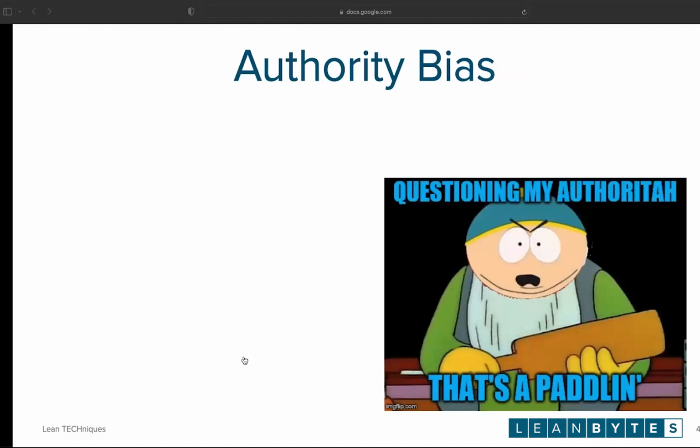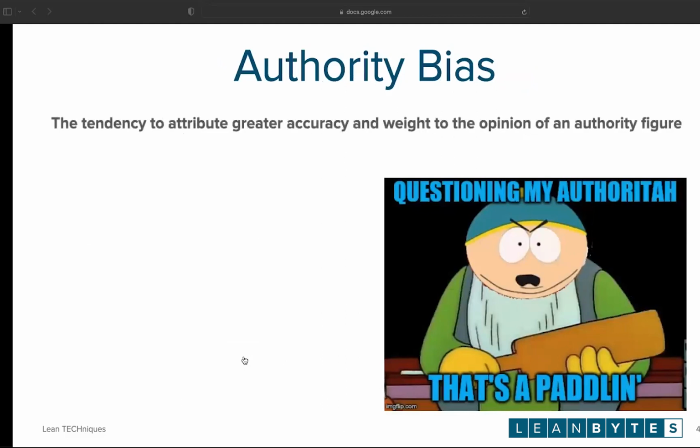So this one basically is the tendency to attribute greater accuracy and weight to the opinion of an authority figure. And really fun background on this. I don't think we have enough time really to get into the story, but maybe you've heard of the Milgram shock experiment. This was a big experiment done by Stanley Milgram around, I think it was the late 1960s, early 1970s, after World War II.